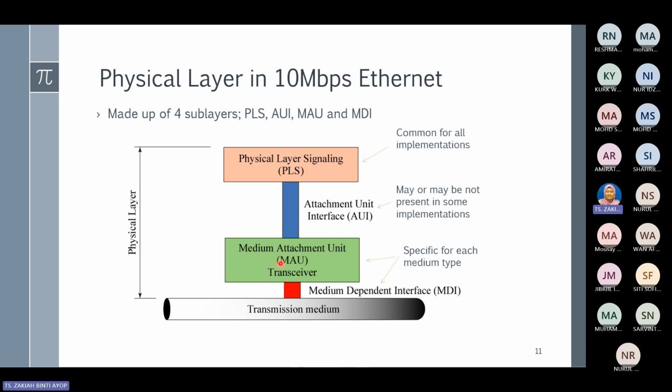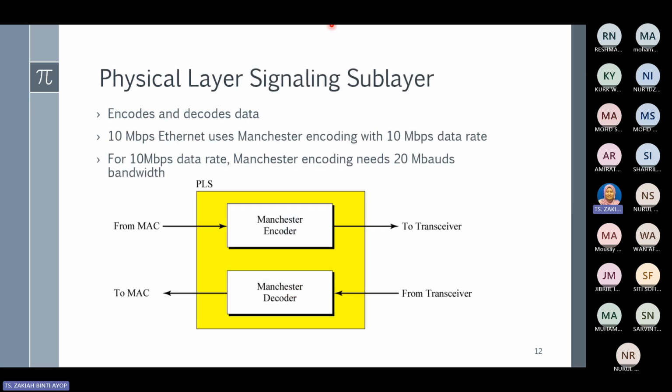Then the medium attachment unit, or transceiver, is very specific and depends on the medium dependent interface, so they must connect together, like a BNC must connect to a coaxial transceiver. They must be connected to each other, depending on the transmission medium that you use. In the physical layer, the signaling sublayer encodes and decodes the data.